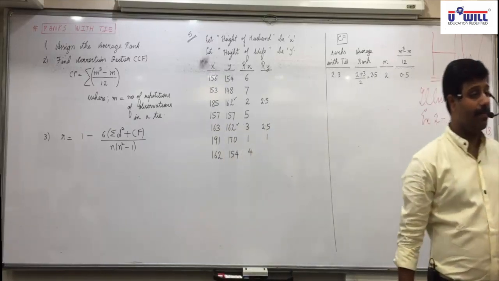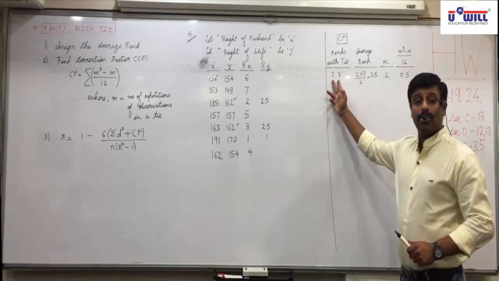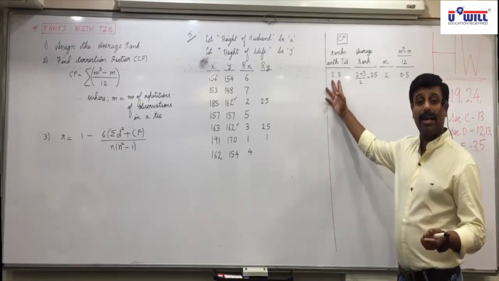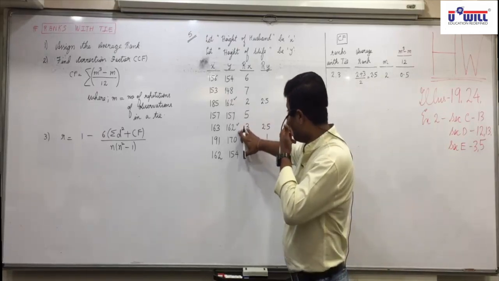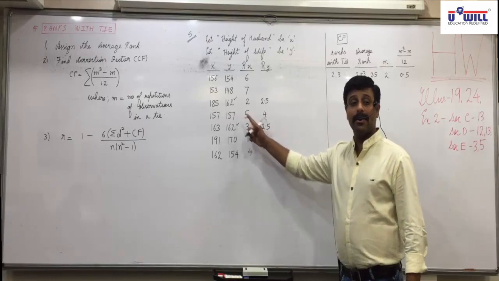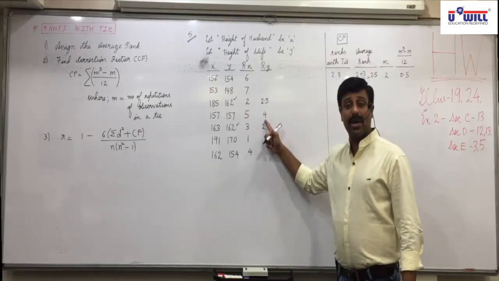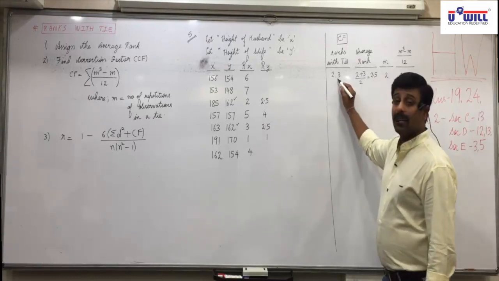Got it everyone? Now see which ranks are covered here. 2 and 3. What is the next rank you will get? 4. After 162, which is the next number? 157. But we will give 4th rank to 157. Who is not clear by 4th rank? Raise your hand. Which ranks are covered in 2.5?